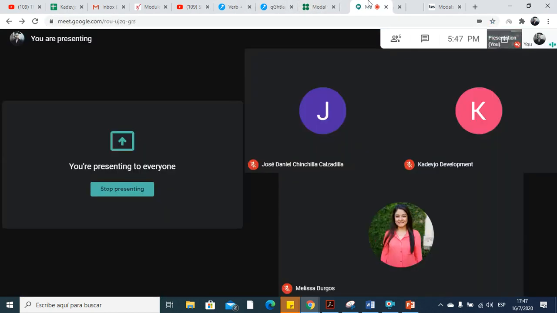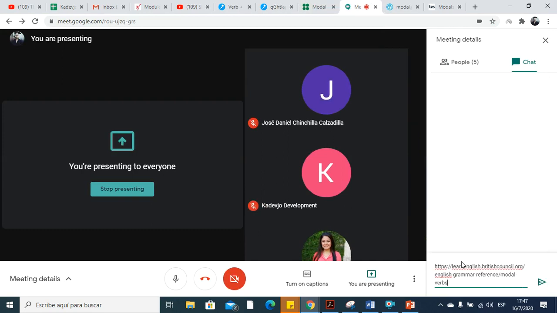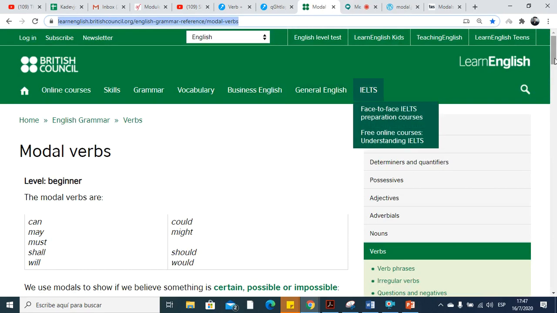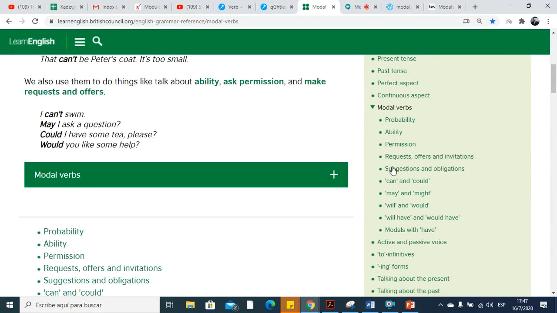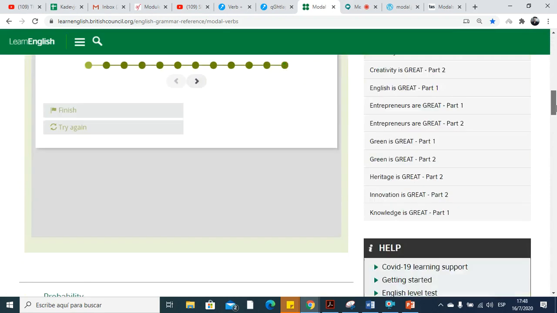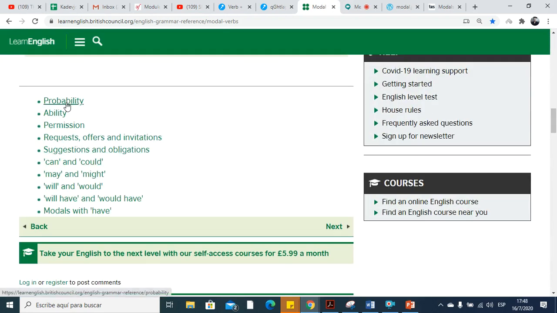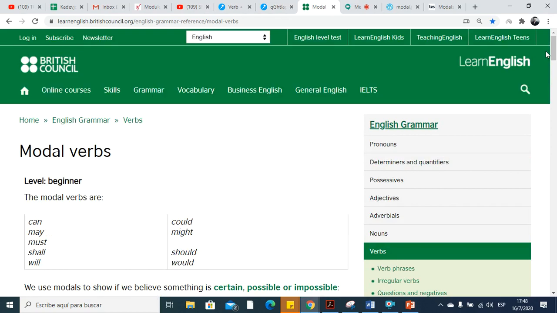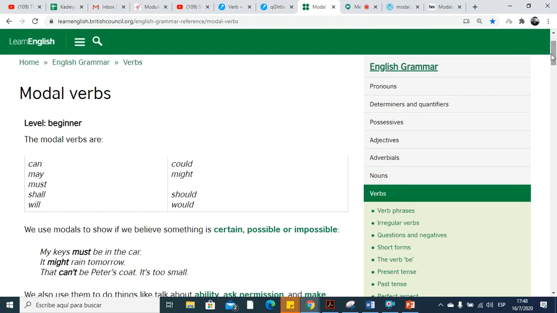I'm going to send you this link on the chat right now. Please click on the link, and once you're here, we are going to start reading some of these examples, because we have multiple examples here: probability, ability, permission, request, suggestions, obligations, and a lot more. This subject of modals is a little bit long, but it's actually very easy once you understand it. So, are you guys already in the link on the website? Yes, Diego, yes.